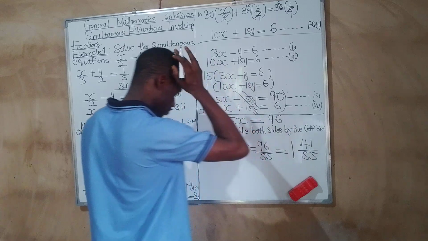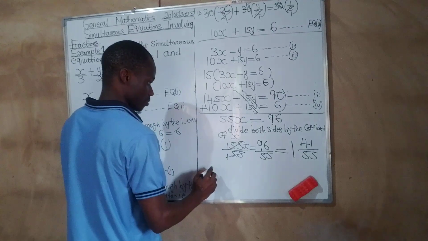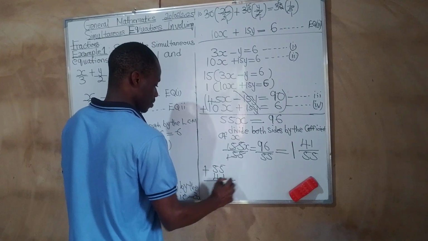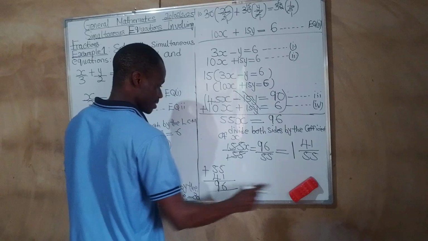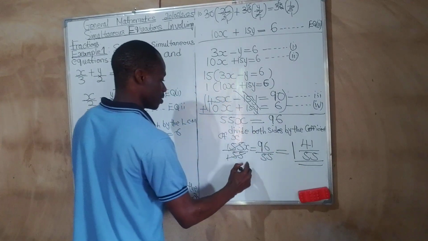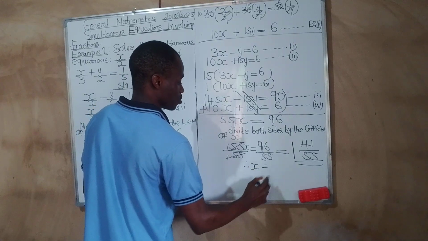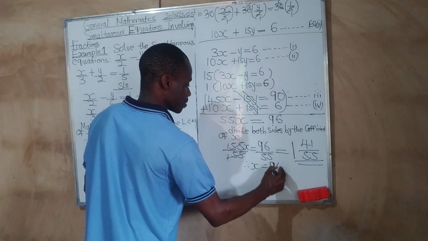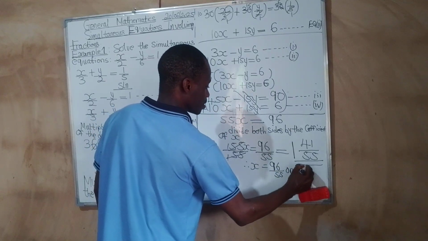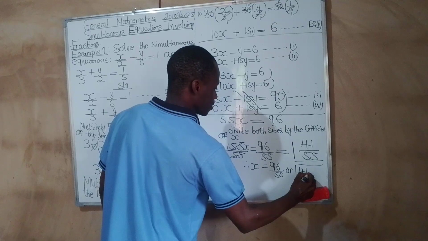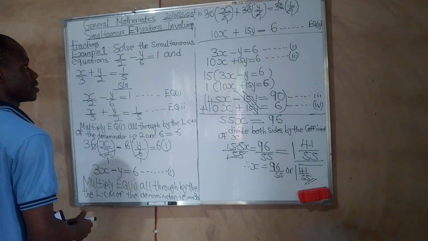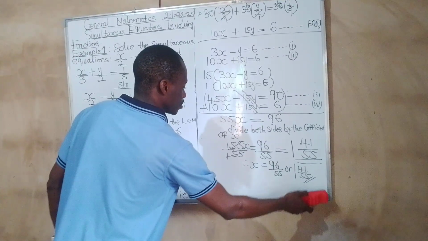That should be 41, because 55 times 1 is what? 55, plus 41. That's correct. That gives you 96. Sweet, that's the answer for this. So therefore x is equal to 96 over 55. Right? Good. So we have definitely gotten our x.